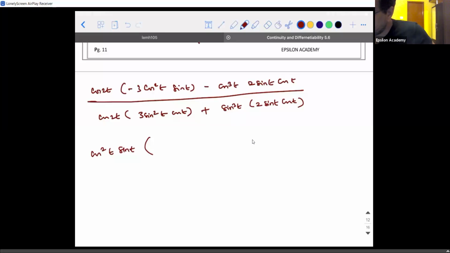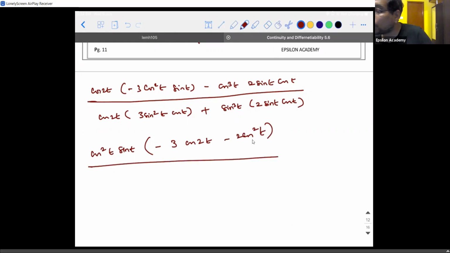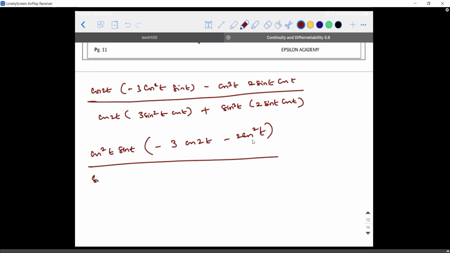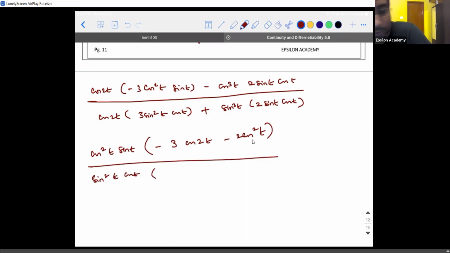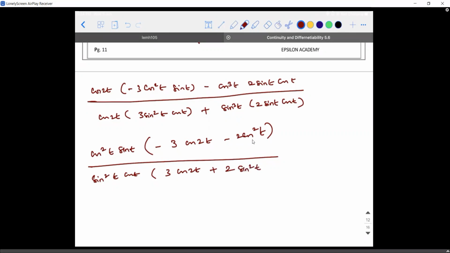The same cos square t sin t if I take out, then I'll get minus 3 cos 2t minus 2 cos square t. That's it. The whole divided by, what can I take out common from the denominator? Sin square t cos t. Yes. Sin square t cos t if I take out common, what am I going to get? It is 3 cos 2t plus 2 sin square t. That's right.